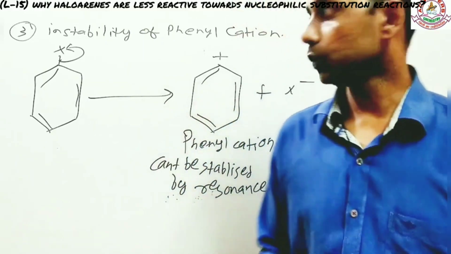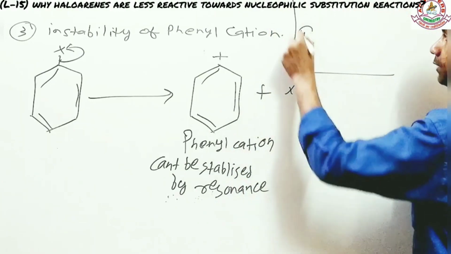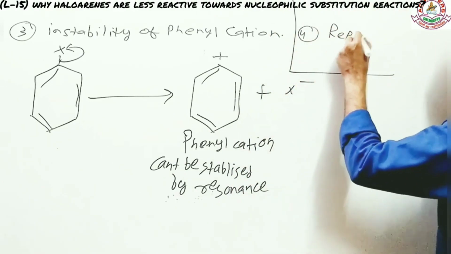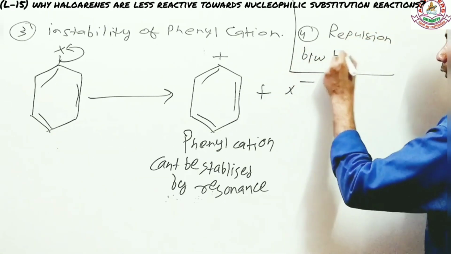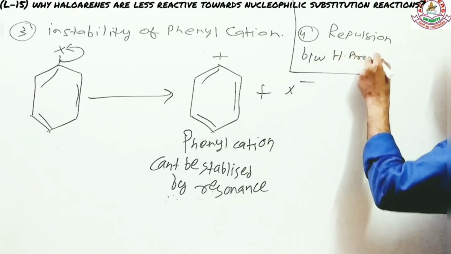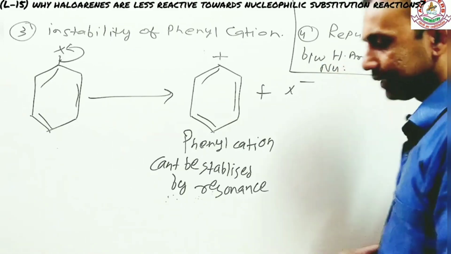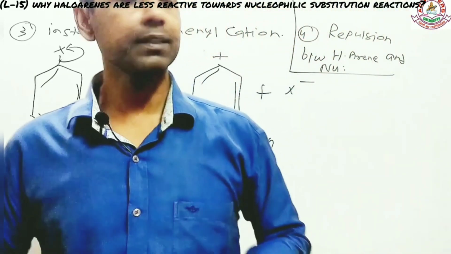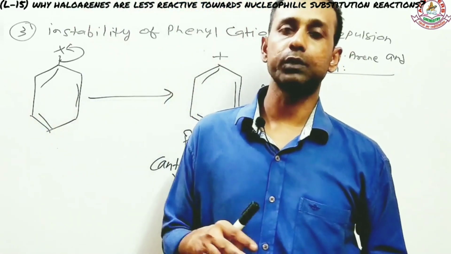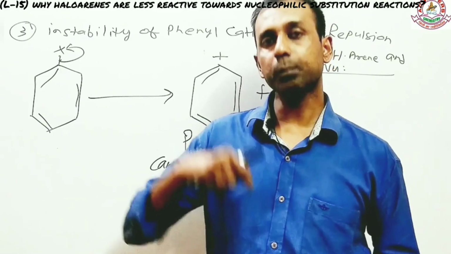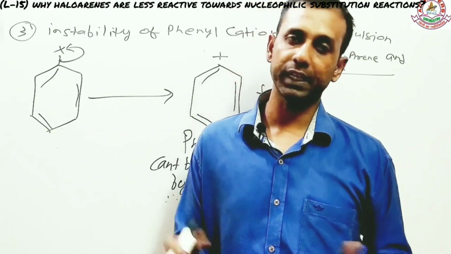The fourth one is repulsion between haloarene and nucleophile. There's nothing to explain, but I would say one thing: any two reactants always have electrons, and electrons are always a cause of repulsion because of similar charge. So this also plays a huge role in preventing the nucleophilic substitution reaction by any haloarene.